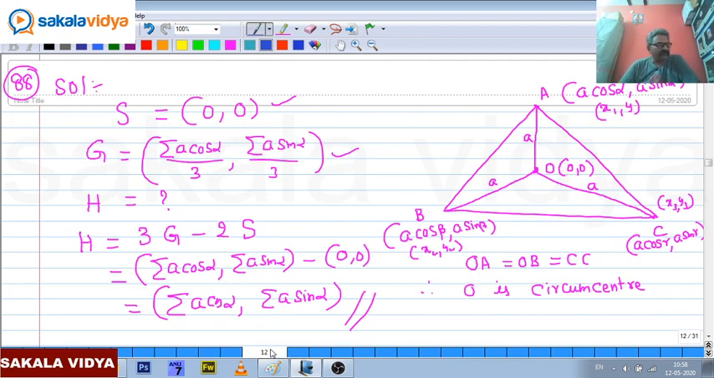This will be a very interesting problem. First, we find the circumcenter and centroid easily by observation. As we know the circumcenter, centroid, and orthocenter, with the help of this formula we can find it. This is called the HGS line, or Euler line. Understood now? This is the relation.